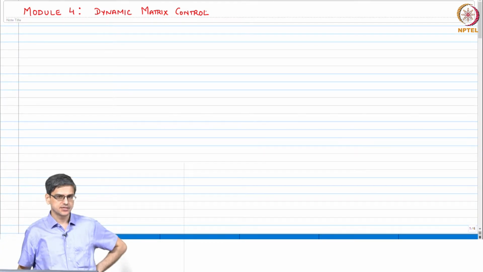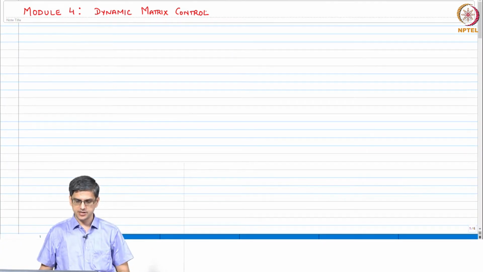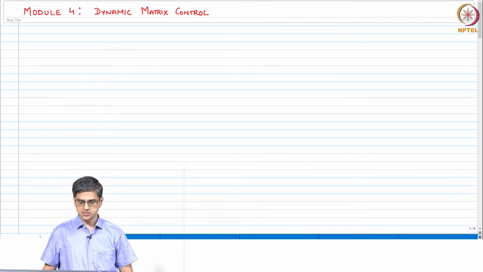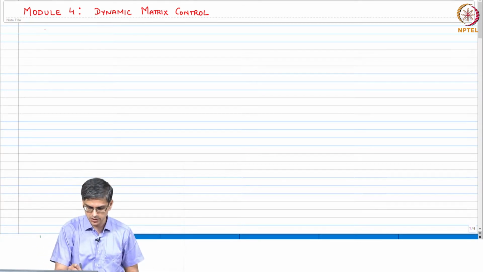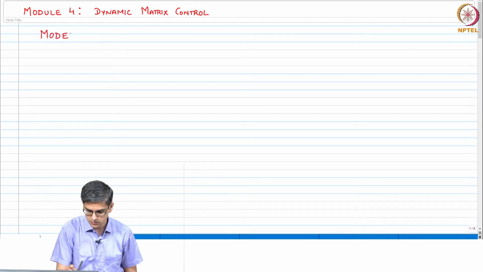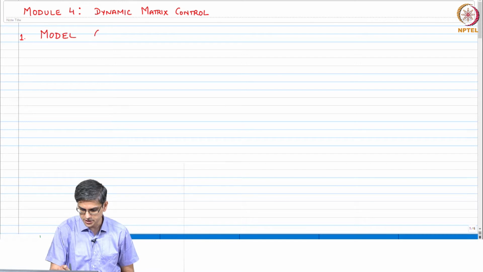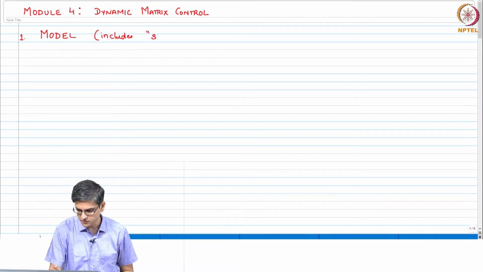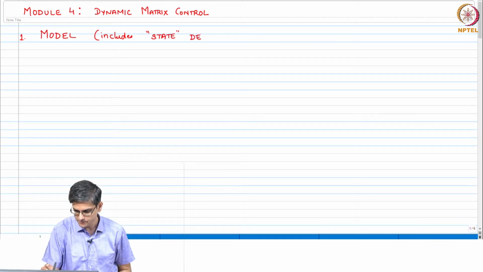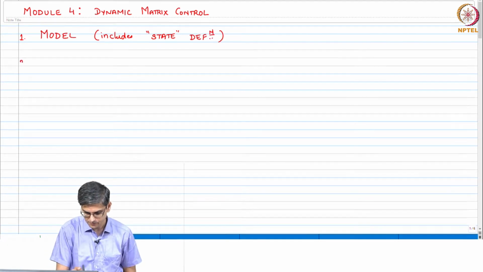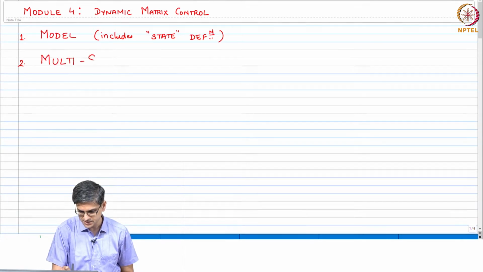So let's get to the algorithm for MPC. The various components that we talked about in MPC are, first, the model, which includes the definition of a state. Next is multi-step prediction.